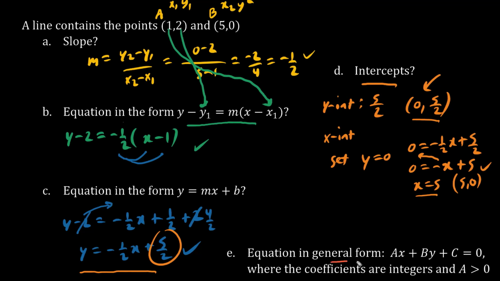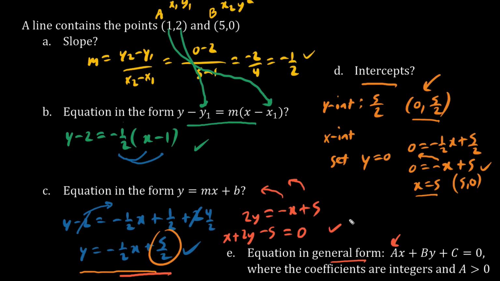Finally, let's find the general form working from this slope-intercept form again. Let's multiply by the denominator 2. So we have 2y equals negative x plus 5. The idea of the general form is that we want to get rid of all denominators and have a positive a value. So let's throw everything to the left of the equal sign, leaving 0 on the right side. We have x plus 2y minus 5 equals 0, which is the general form.